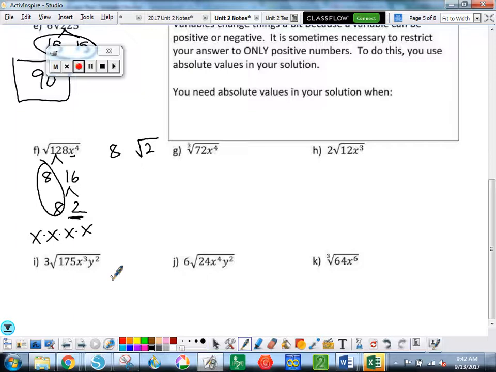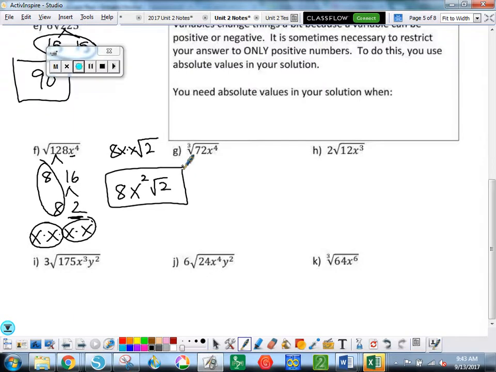I'm looking for groups of 2 still. There's one group of 2. There's 2 groups of 2. They will both come out. Now how could I rewrite this as a final answer? It's going to be 8x squared square root 2. And I'm not going to tell you the rule about variables for just a minute. I'm going to try a couple. Okay, so temporarily this is our final answer, and then we'll come back and look at it again.